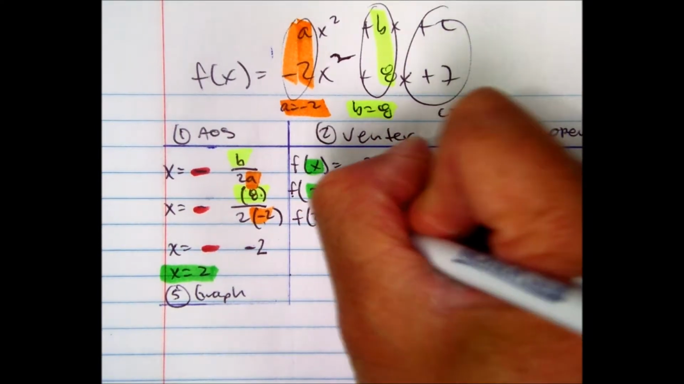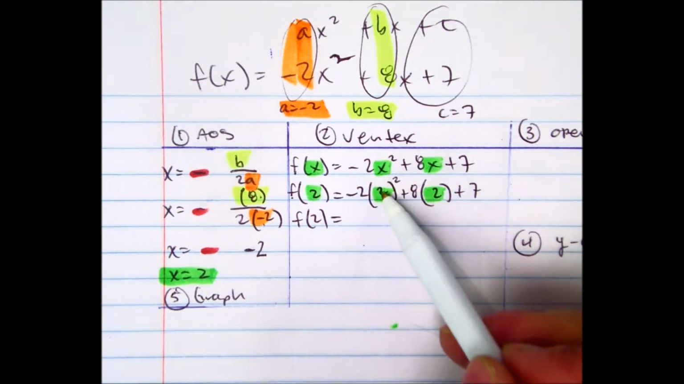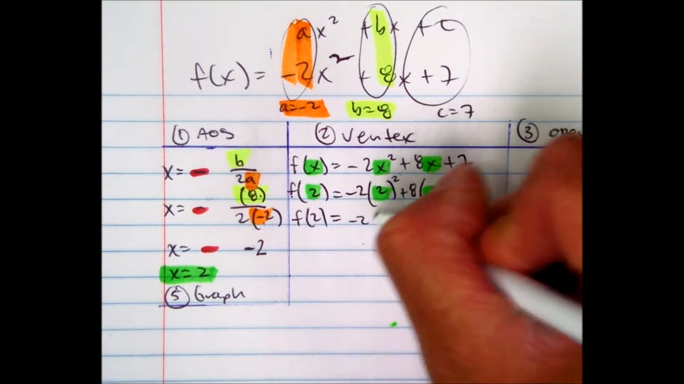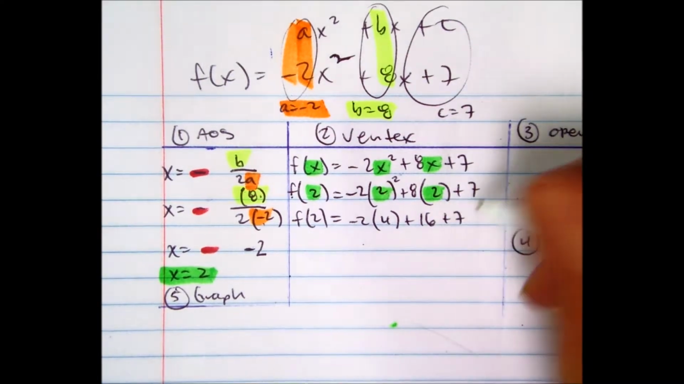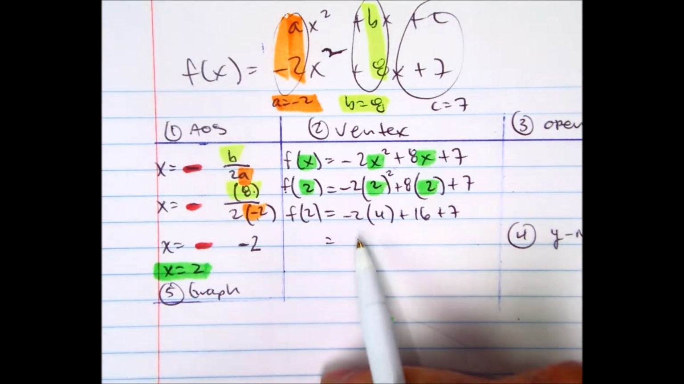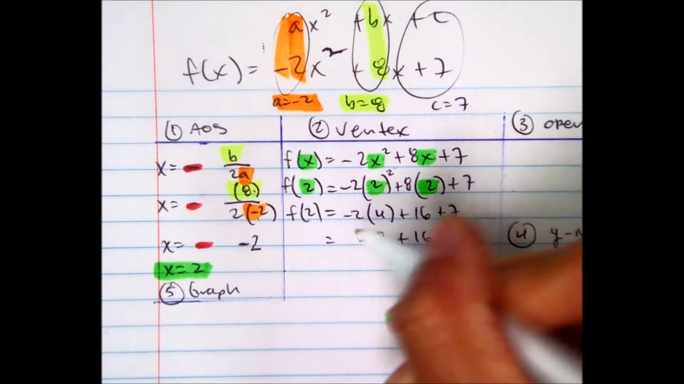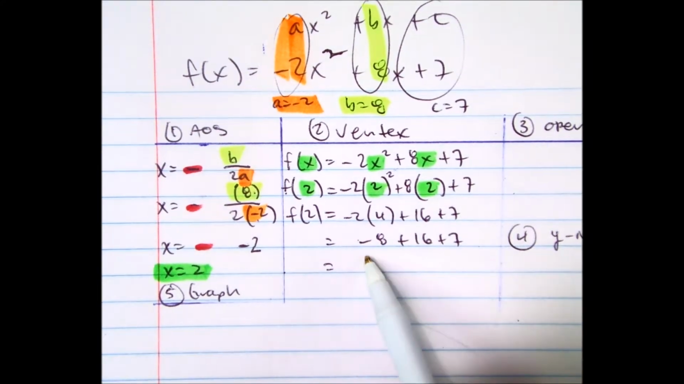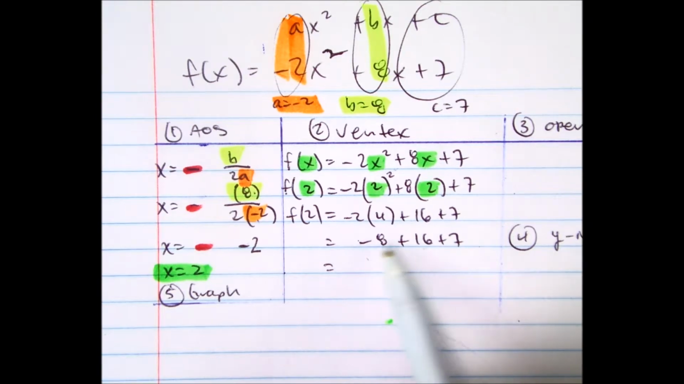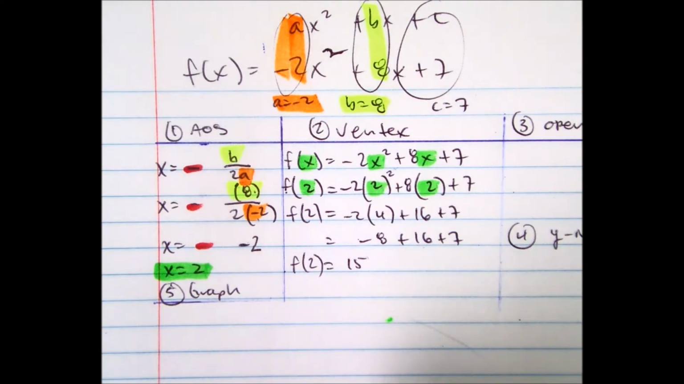So I have f of 2. Here, don't be tempted to multiply. Order of operations, PEMDAS says to use exponents first. So this would be 2 squared, which is 4. 8 times 2 is 16. I have 7 there. So this will become -2 times 4, which is -8 plus 16 plus 7. And I'll just go left to right using addition and subtraction. -8 plus 16 is +8. And +8 plus 7 gives me 15. F of 2 equals 15.